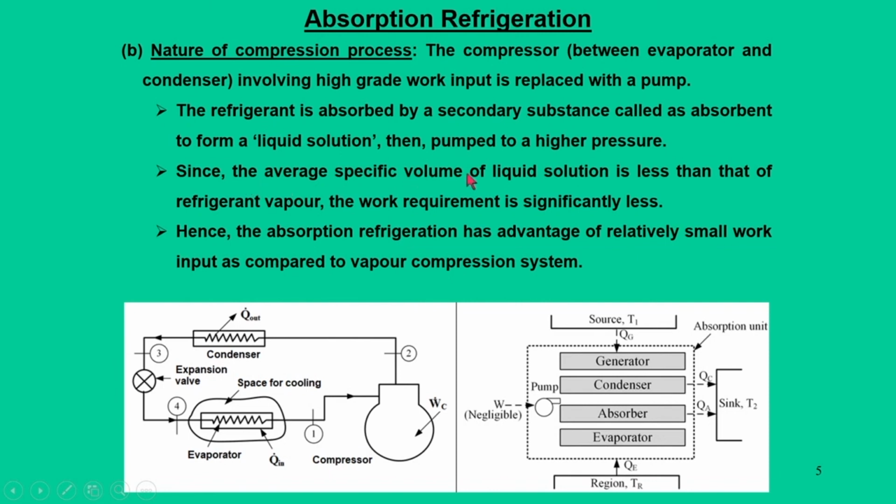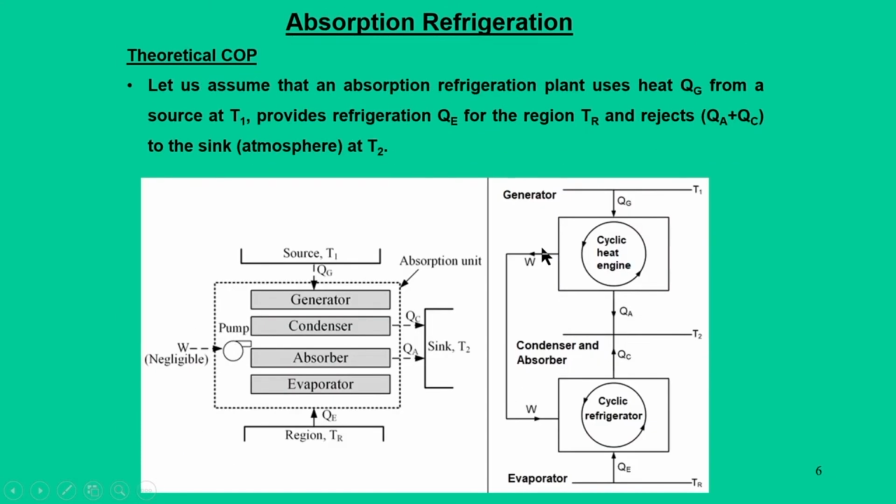The average specific volume of the liquid solution is less than that of refrigerant vapors. So, the work requirement is significantly less. So, absorption refrigeration has the advantage of a relatively small work input as compared to a vapor compression system.